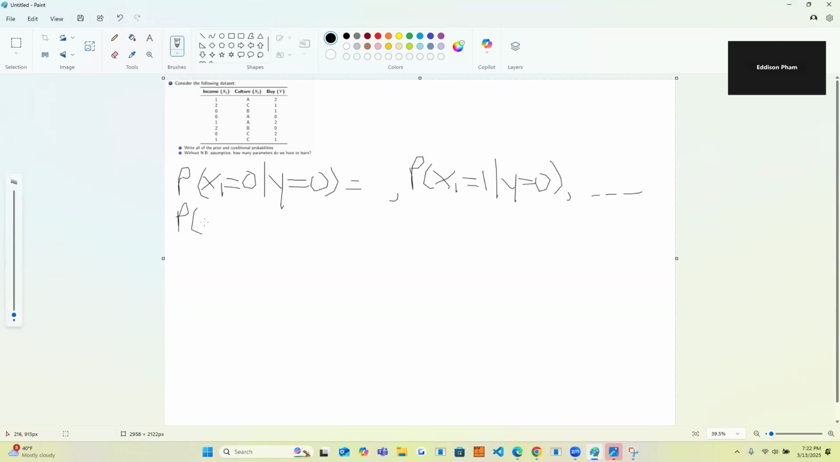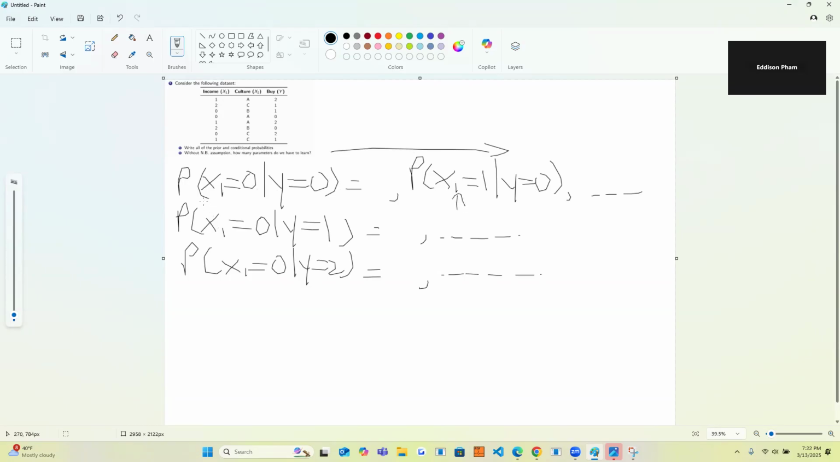Then you would do that for y equals 1, P of x1 equals 0, y equals 2, and so forth. Does that make sense? Essentially, if we're going this way along the row, we're changing the x1 value. If we're going downwards, we're changing the y's. With the y's, you need to remember that the denominator of each row is the same. So in this case, P of x1 equals 0 given y equals 0.